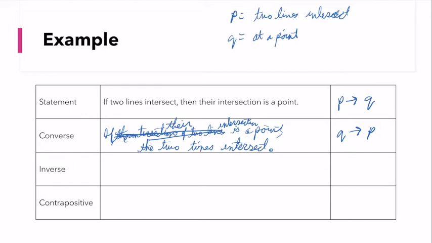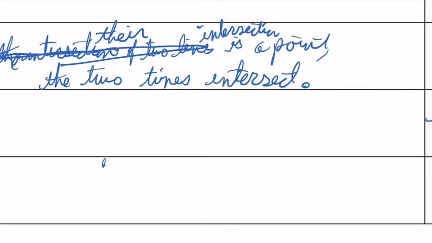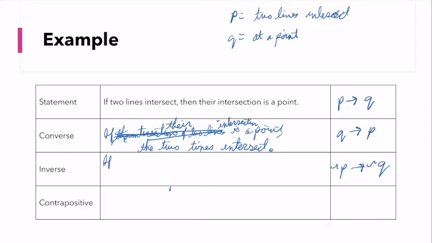Okay, that's better. The inverse of this would be not P, not Q. So if two lines don't intersect, then their intersection is not a point. If two lines do not intersect, then their intersection is not a point.